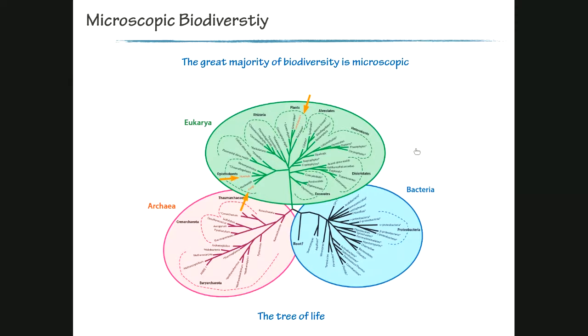So this picture shows that most of the diversity in the planet, not only in the ocean, in the planet, is microscopic.